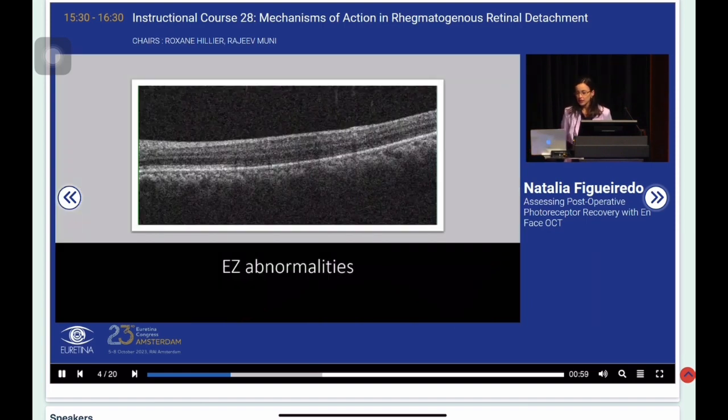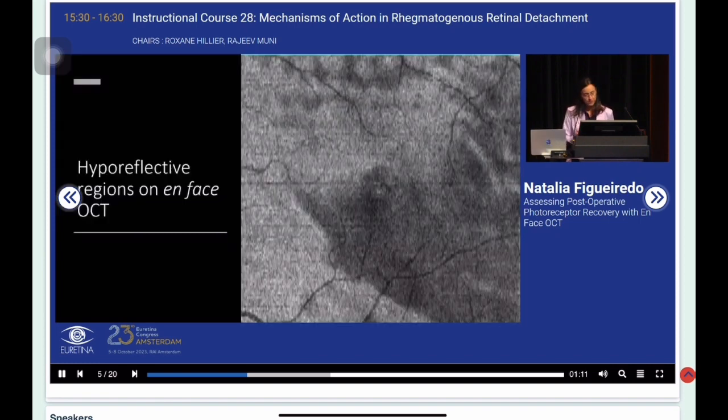Looking deeper at the cross-sectional B-scan OCT, we can see that the EZ shows abnormalities, but it is hard to get a sense of how extensive it is. We decided to explore the photoreceptor recovery with en face imaging, and analyzing the en face image of the ellipsoid zone slab, we could observe an extensive hyperreflective region.